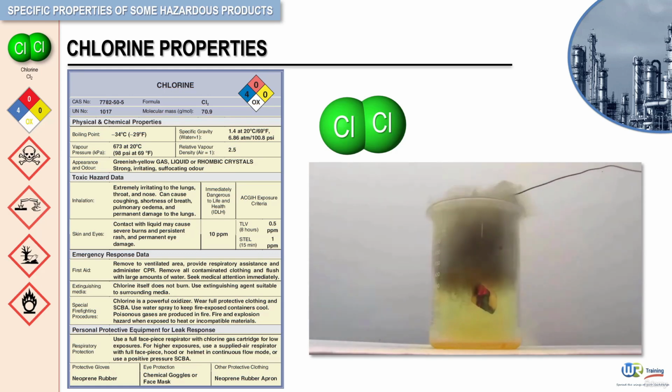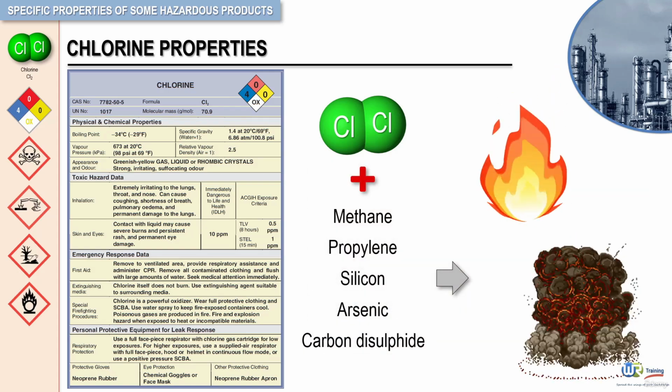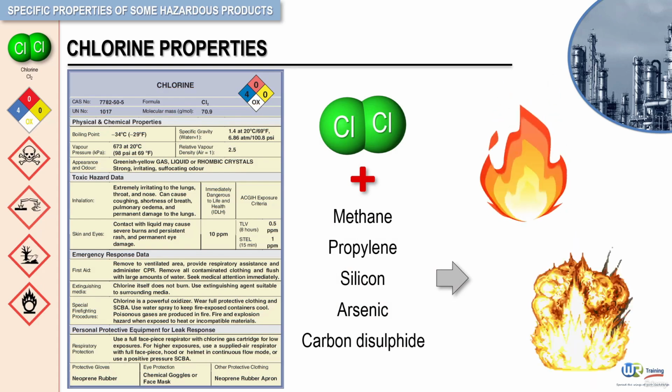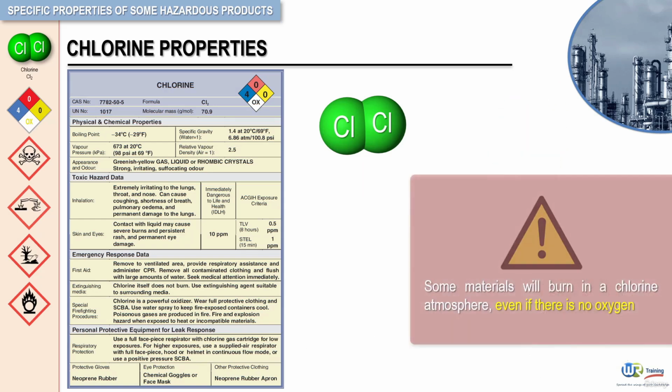Hazardous conditions can also result if chlorine comes in contact with any of these substances. Chlorine reacts readily with many organic chemicals, and often violently. Some materials will burn in a chlorine atmosphere even if there is no oxygen. Chlorine is also incompatible with moisture, water, and steam, forming corrosive acids when mixed.